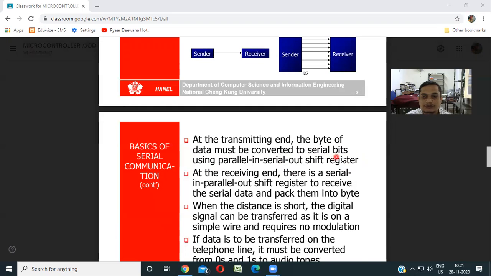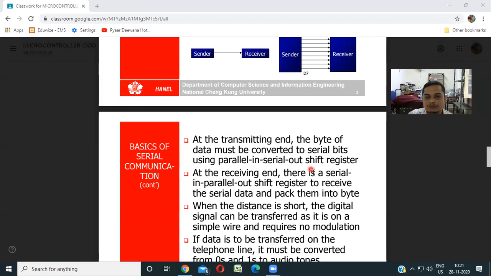The use of this shift register is to convert the parallel input. Please remember all the data bits are processed within the architecture in parallel, and we want to send the data in serial. So we have to convert at the transmitter device.